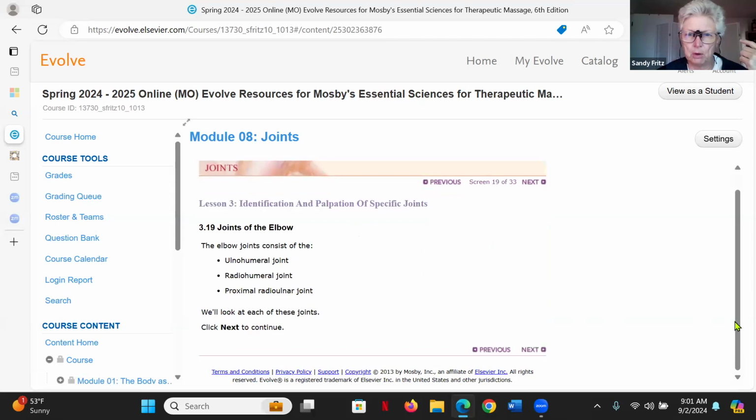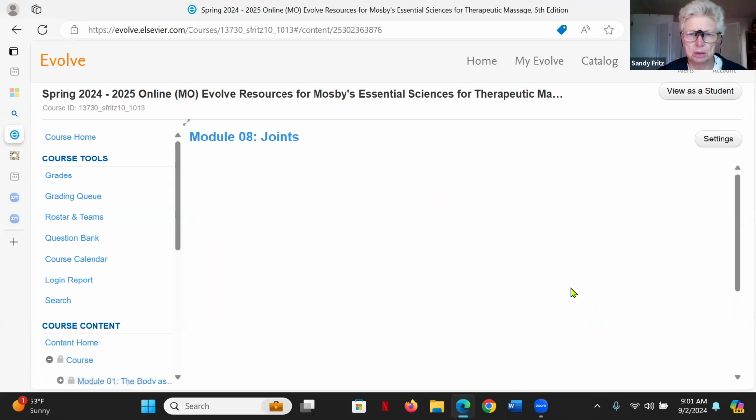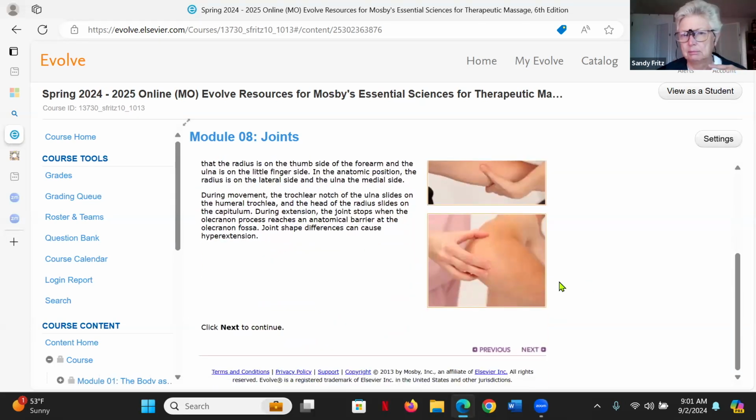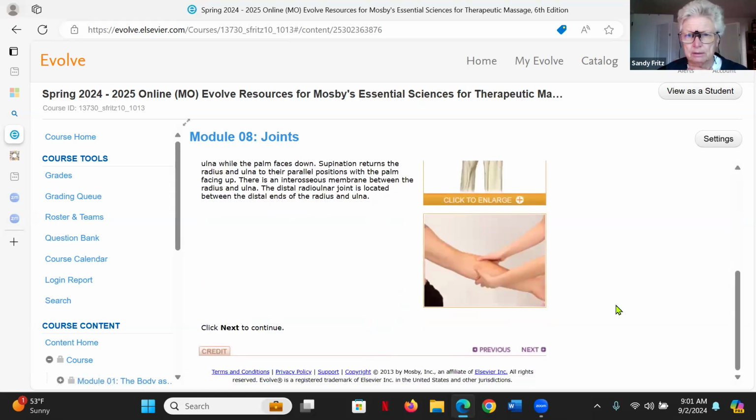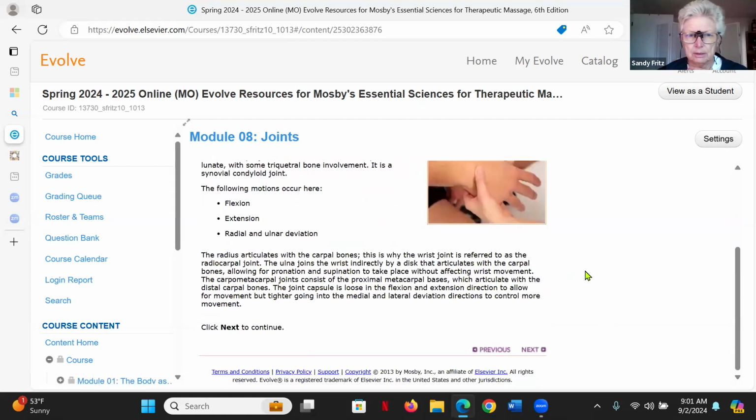And then we get to the elbow. So different than what you've got in the textbook. So do pay particular attention here, all the way through. All right. Very good. We'll move from joints into muscles.